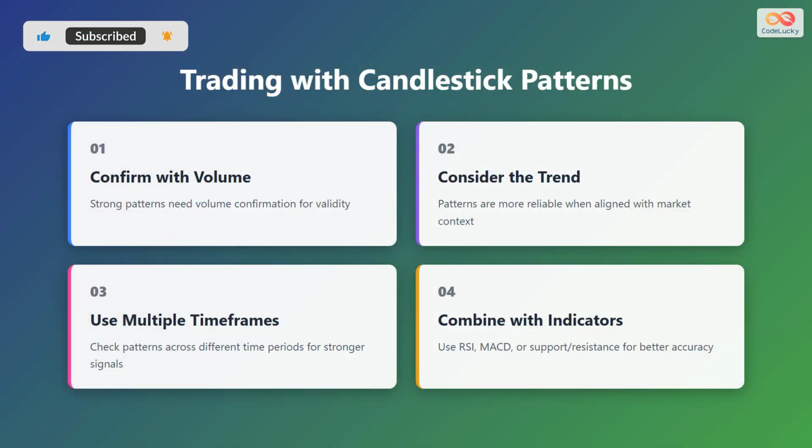To trade successfully with candlestick patterns, you need to follow some important principles. First, always confirm patterns with volume. Strong patterns accompanied by high volume are more reliable. Second, consider the overall market trend. Patterns work best when they align with the broader market context. Third, use multiple timeframes to verify signals across different time periods for stronger confirmation. Finally, combine candlestick patterns with other technical indicators like RSI, MACD, or support and resistance levels for better accuracy.